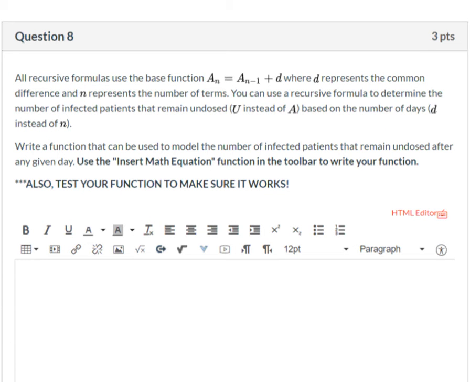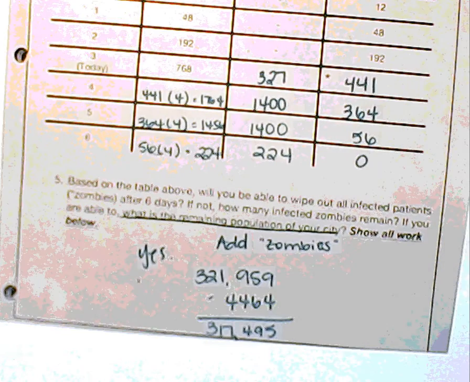So a recursive formula shows how any item in a list relates to the previous item in the list. So we can calculate any current item in the list by using the previous item. So the current position A sub n is equal to the previous one, A sub n minus 1, plus some common difference between the two. All right, so if we go back and look at the sample problem, this is also done on the sample problem.